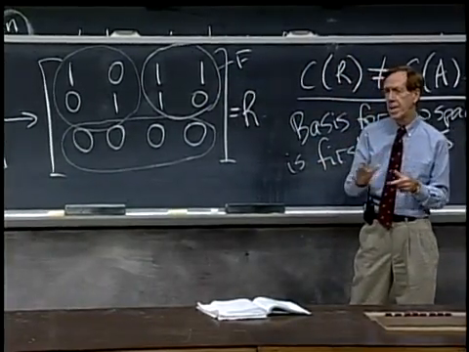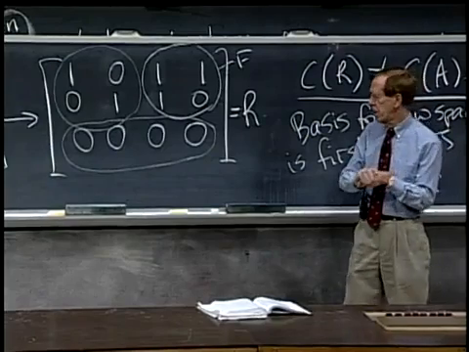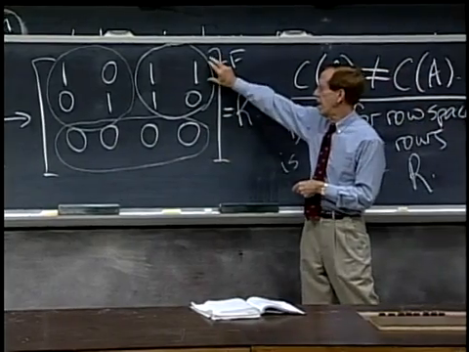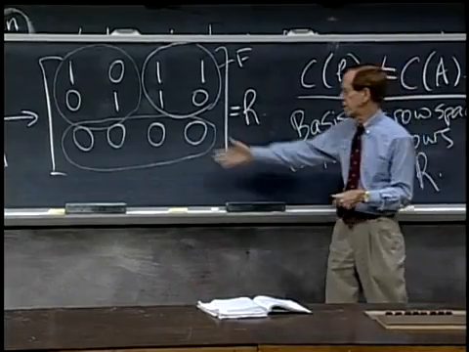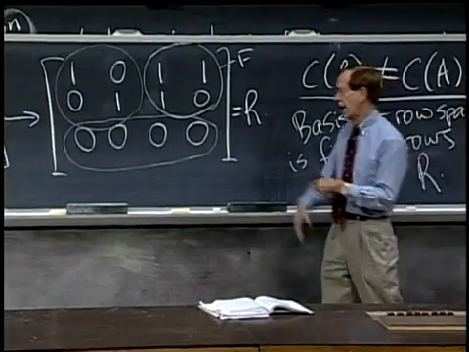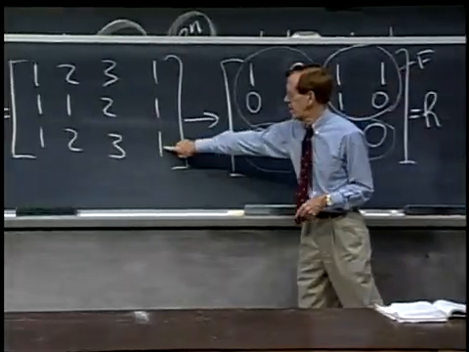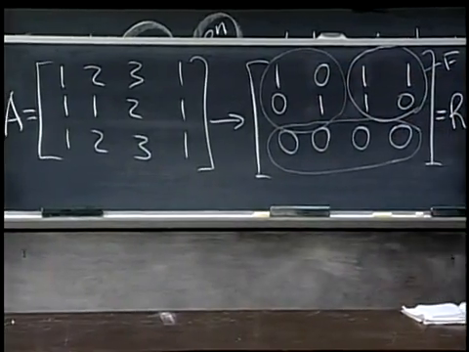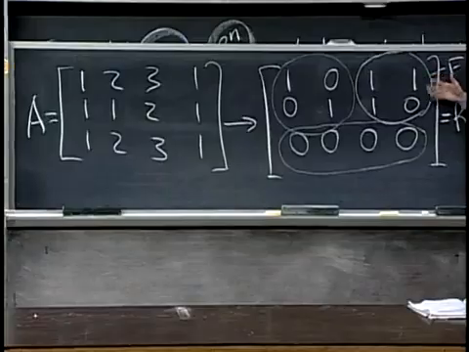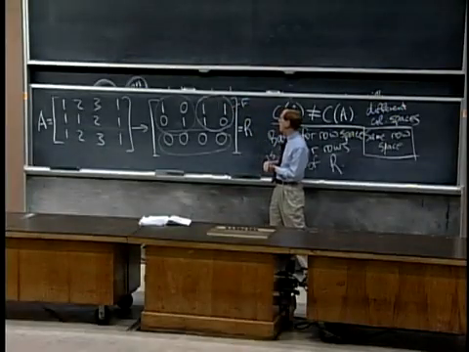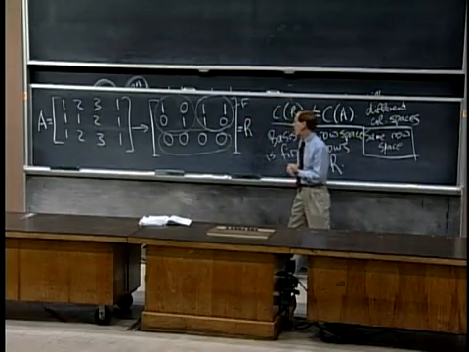But if we want a basis, we want independence. So out goes row 3. The row space is also spanned by the first 2 rows. This guy didn't contribute anything. And of course, over here, this 1, 2, 3, 1 in the bottom didn't contribute anything. We had it already. So here's a basis, 1, 0, 1, 1, and 0, 1, 1, 0.